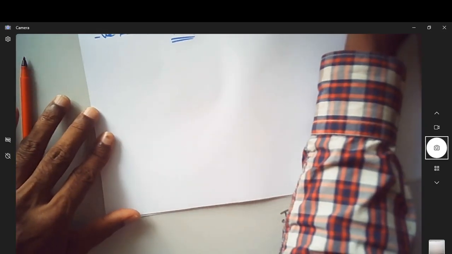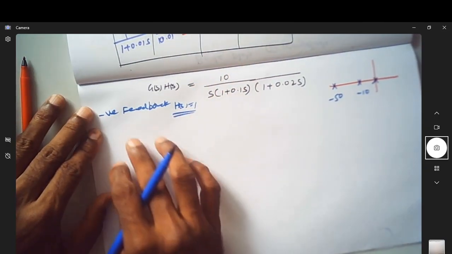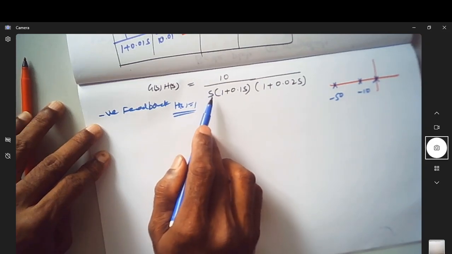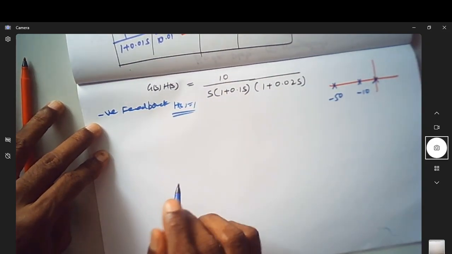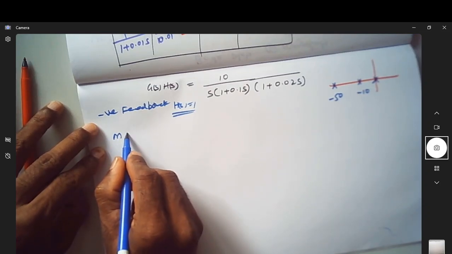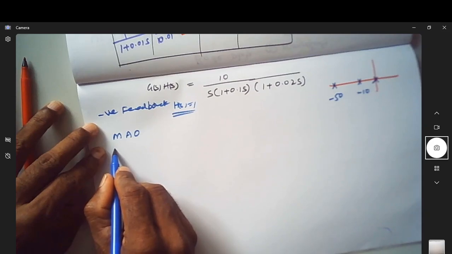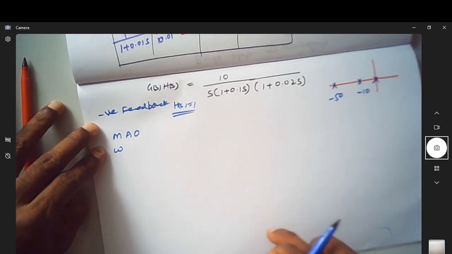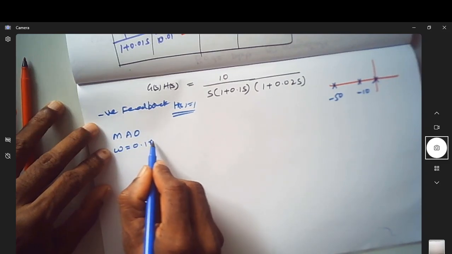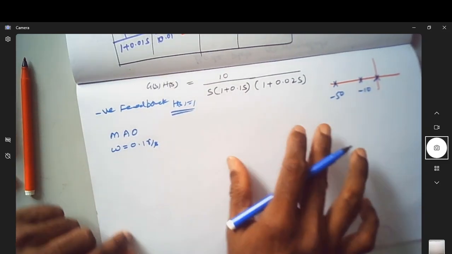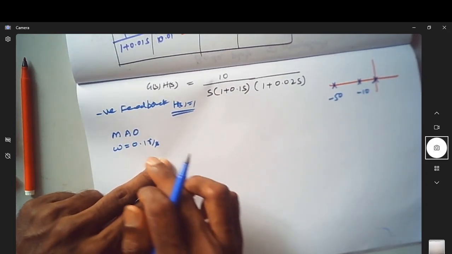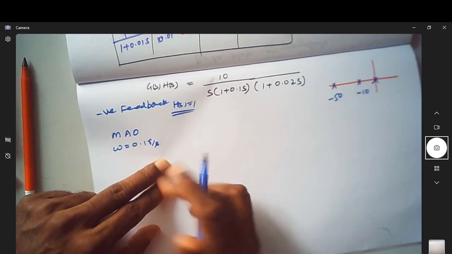We will do a similar analysis for this transfer function, which has a pole at the origin and two poles at minus 10 and minus 50. To start with, I need to know the magnitude at the origin. By origin I mean the starting frequency of the Bode plot on your semi-log sheet. Let us assume a starting frequency of 0.1 radian per second. We'll discuss in the coming videos why we take 0.1 and not 10, 100, and so on.